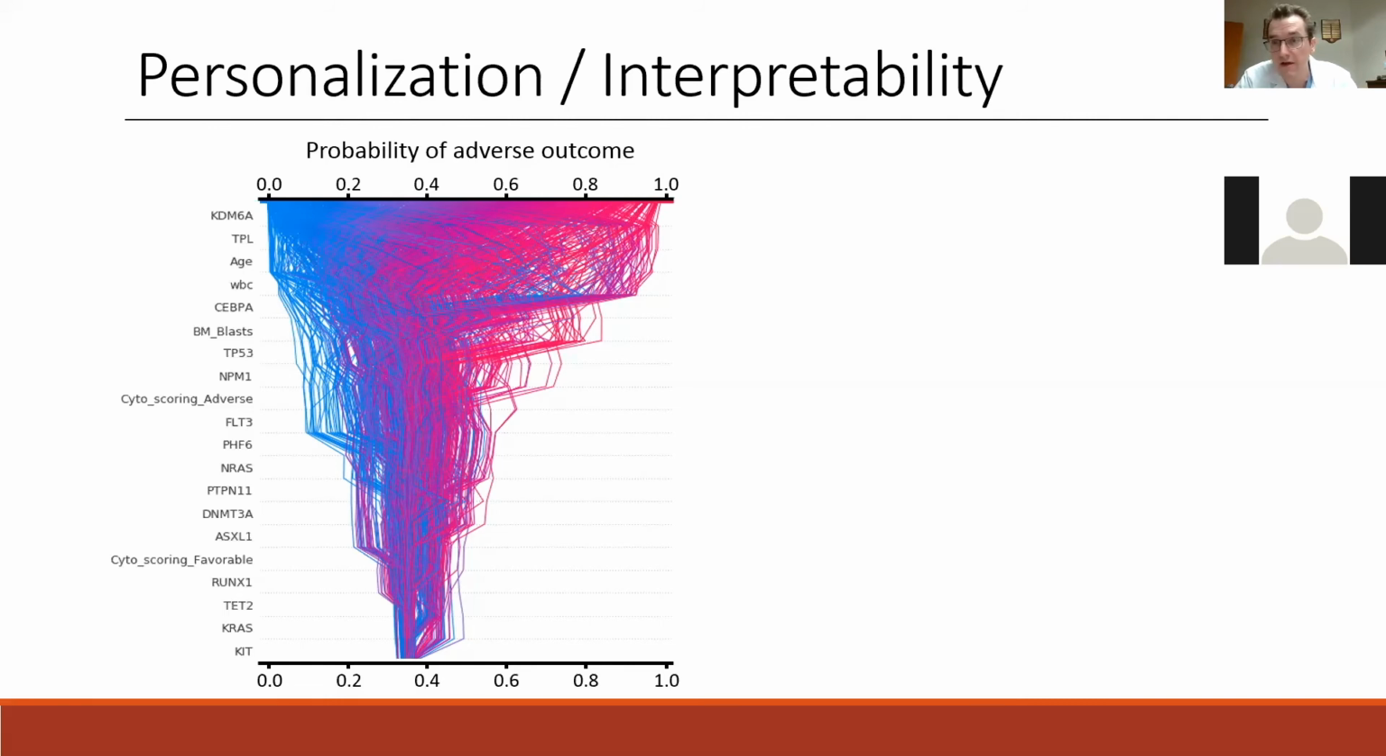0.5 would be a 50-50 chance, so it's anybody's call, and that's represented in purple. If it's a great outcome, where very unlikely anything is going to happen, it's a blue line going towards the very low probability of adverse. And if it's a bad outcome, it's a red line. On the left axis, you can see all the different features that were driving the model.